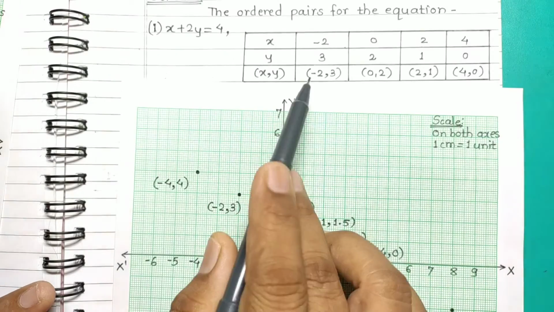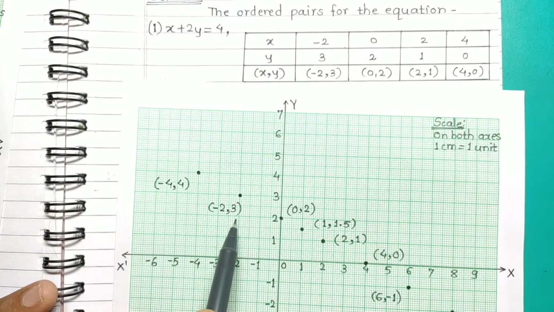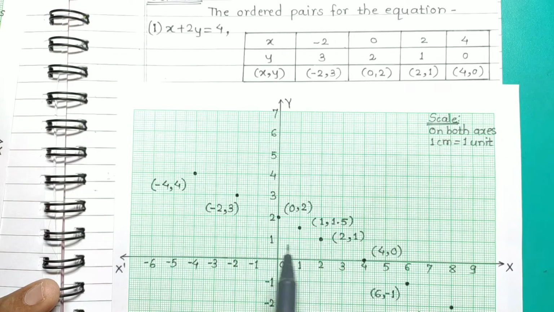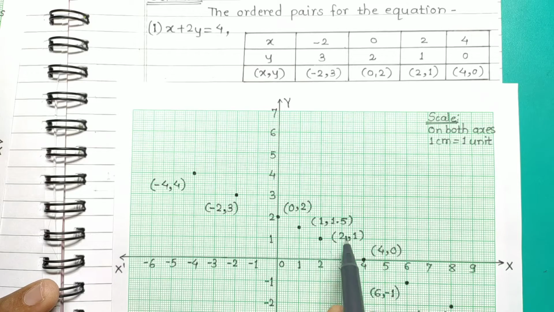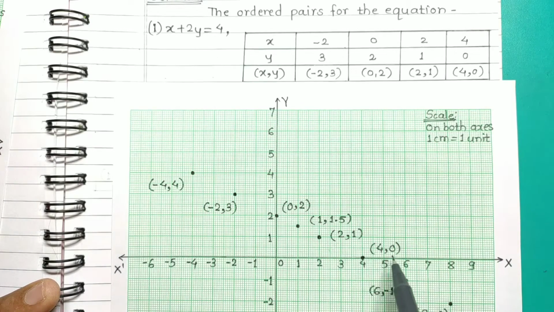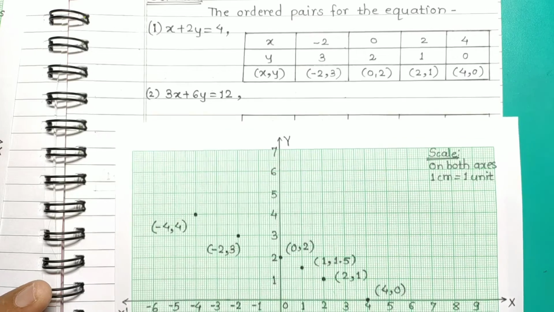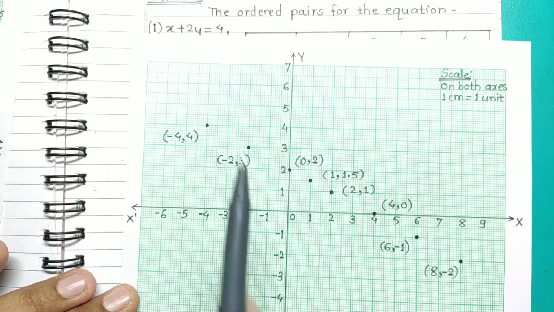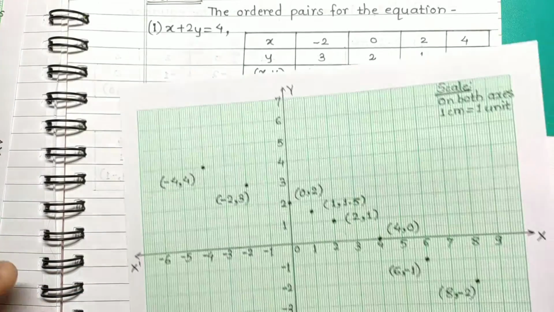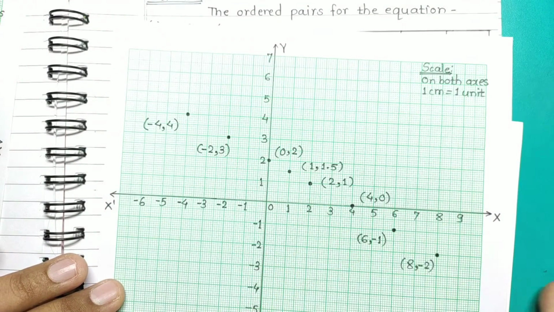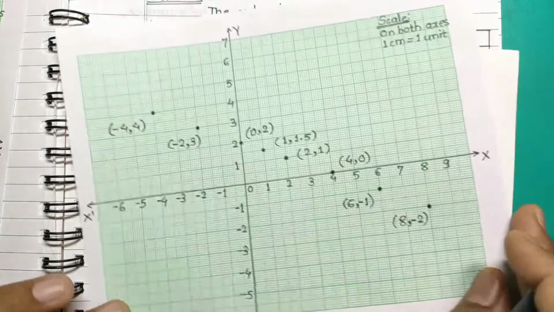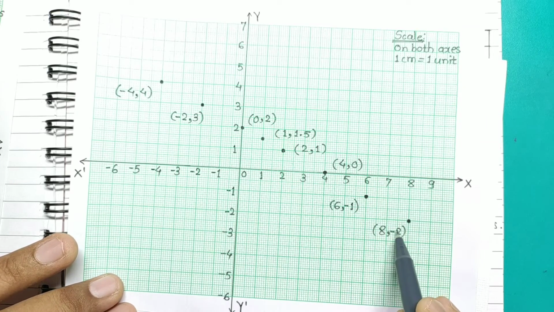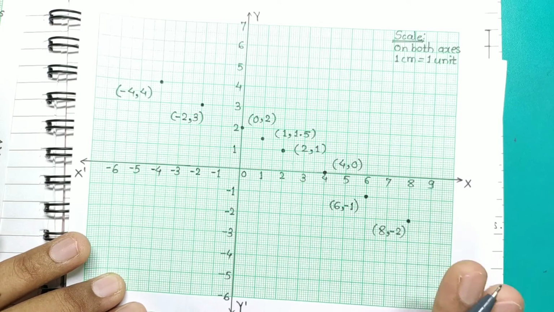See, (minus 2, 3) is in the second quadrant, then (0, 2) is on the y-axis, then (2, 1) is in the first quadrant, then (4, 0) is on the x-axis, then (minus 4, 4) is in the second quadrant. Next one is (1, 1.5), in the first quadrant. Then next is (6, minus 1), in the fourth quadrant, and the last one is (8, minus 2), in the fourth quadrant.